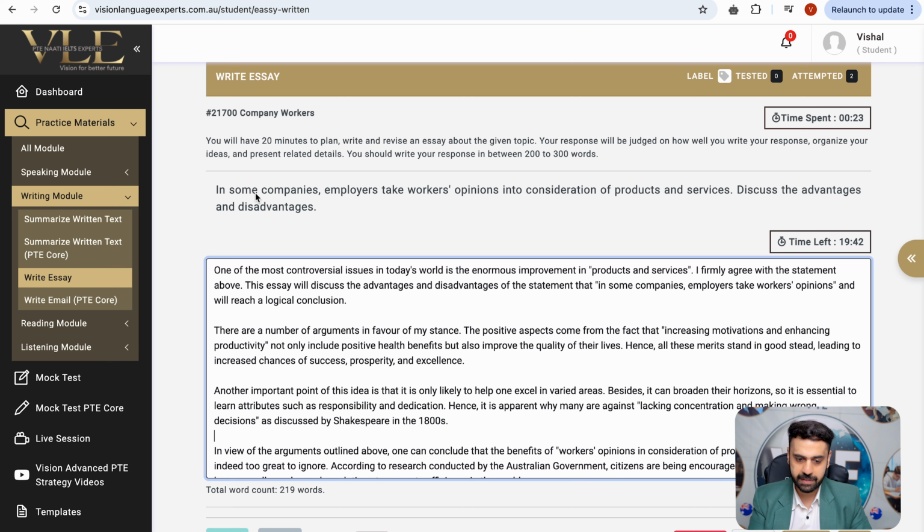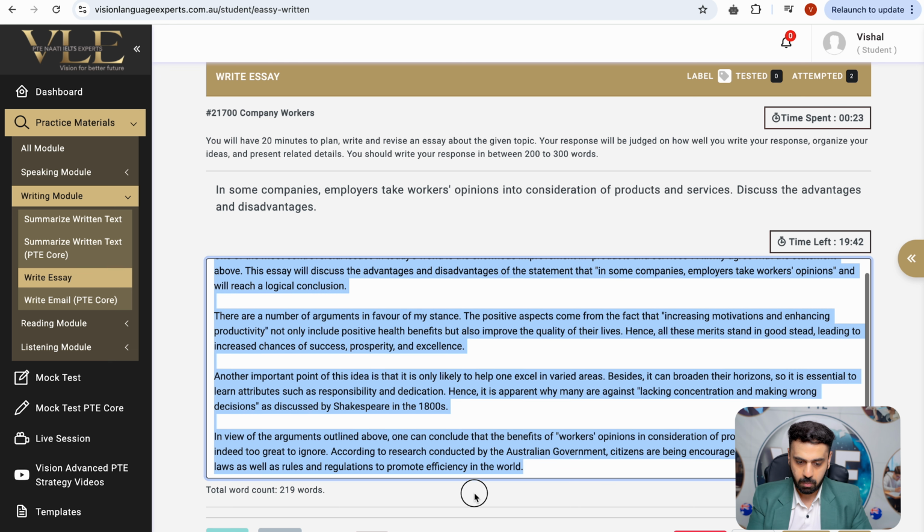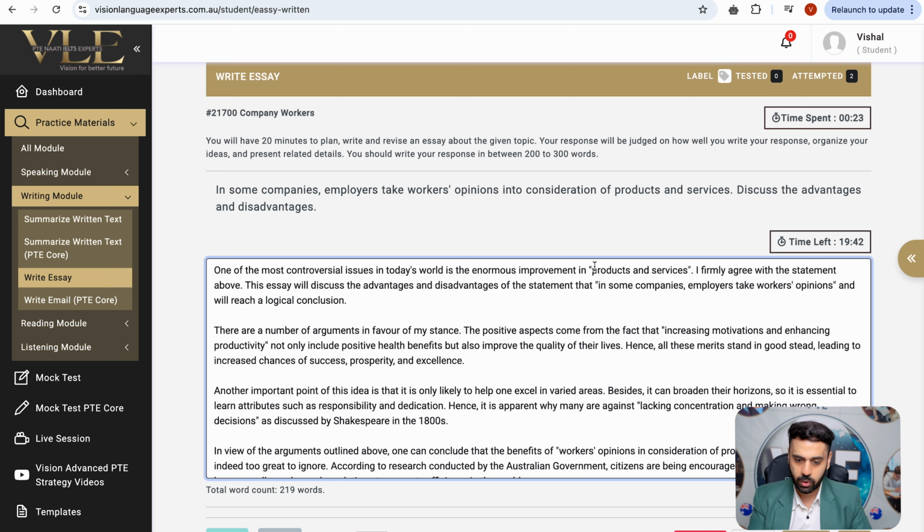But let me show you how you need to put the keywords. Now guys, this is one of the recent exam questions. I have put over here the entire template and I have also included the keywords. The first set of keywords over here are products and services, which is basically from the question statement. And here also I put the question statement only, which is in some companies, employers take workers' opinions, which is from here. But in my second paragraph, over here I have put increasing motivation and enhancing productivity. So this is a set of content which I need to put from my side.